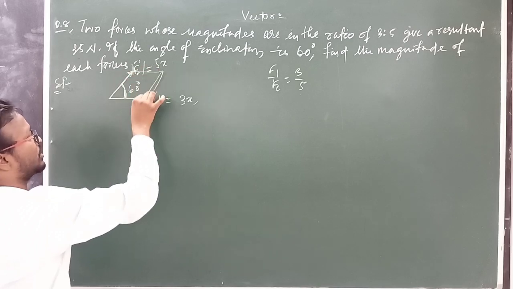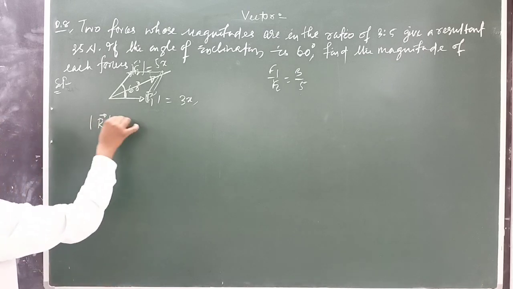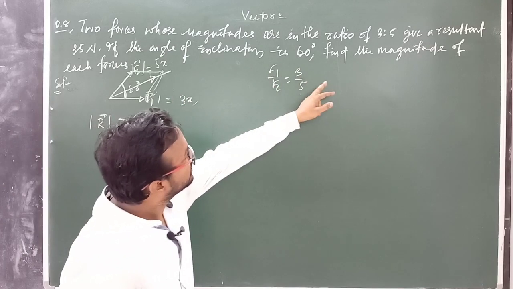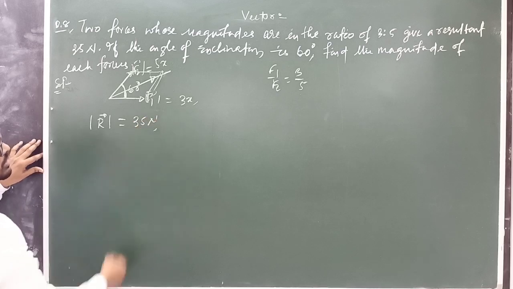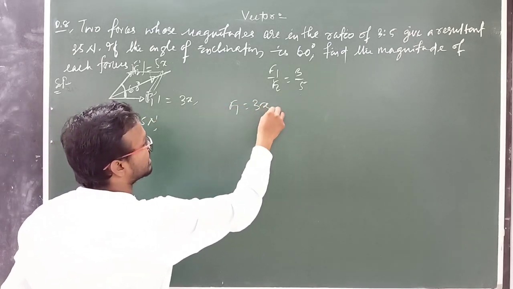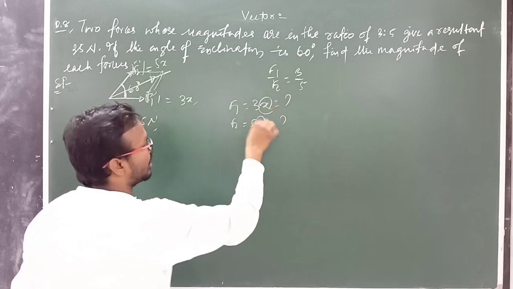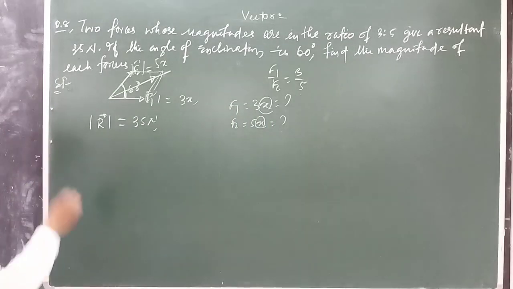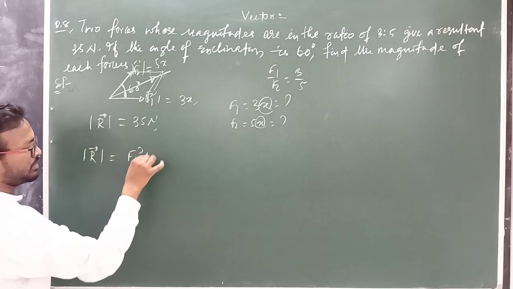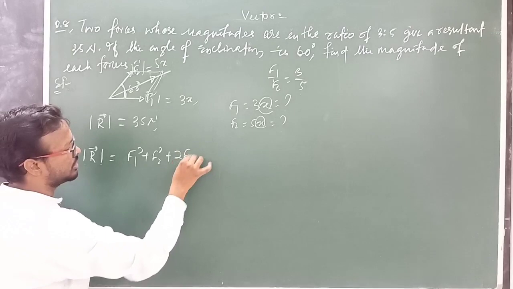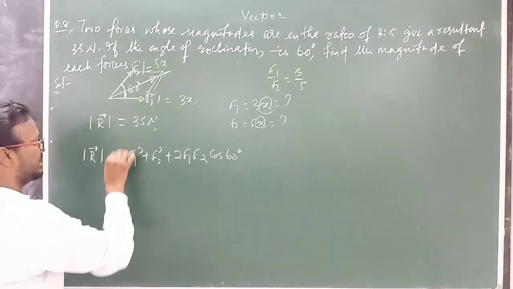If we complete a parallelogram, then this is the resultant vector. Clear? And the magnitude of the resultant vector is given as 35 Newton. So we have to find F1 equal to 3x and its value, then F2 equal to 5x and its value. First we have to find the value of x. According to the question, the resultant of two forces equals the square root of F1 square plus F2 square plus 2 F1 F2 cos theta, and theta is 60 degrees.